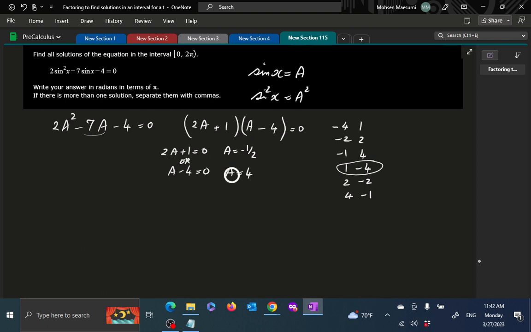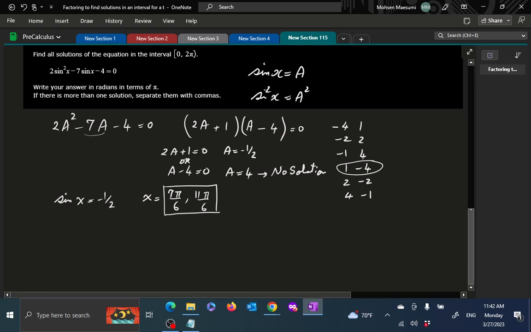Just like that line, sine or cosine don't exceed 1, so this one is a dead end. It has no contribution to our set of solutions. And this one, if I write sine of x is equal to minus 1 half, we just saw that x has to be 7 pi 6 or 11 pi 6, and that's the only answer that we have in this case.